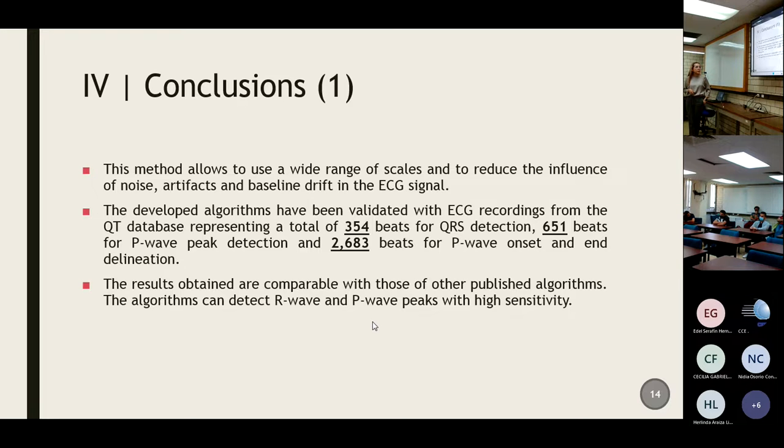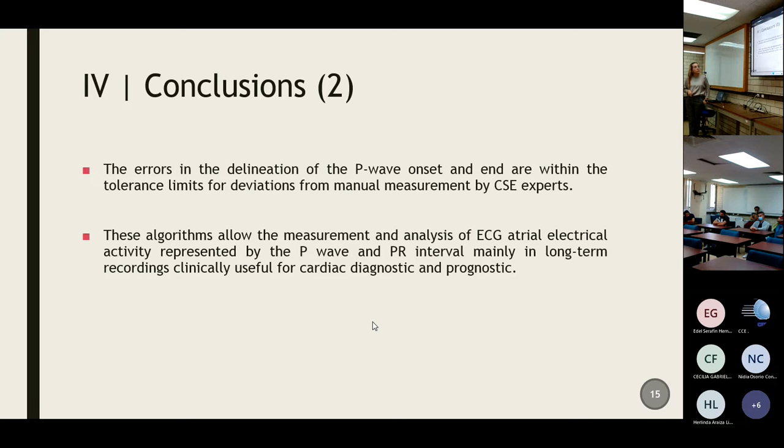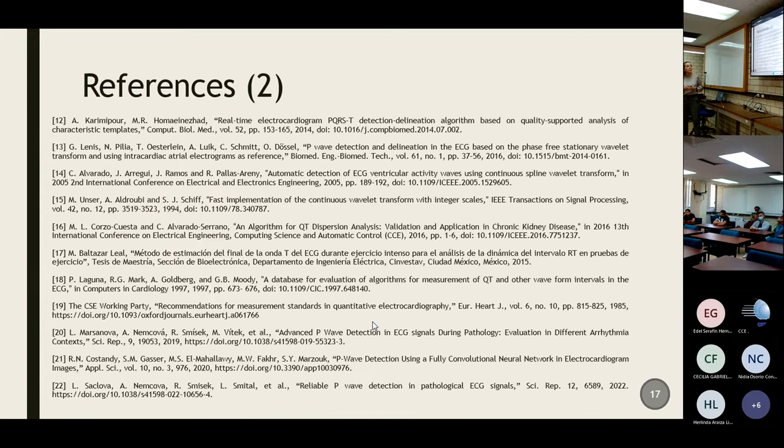The results obtained are comparable with those of other published algorithms, and the algorithm can detect R-wave and P-wave peaks with high sensitivity. The errors in the delineation of the P-wave onset and end are within the tolerance limits for deviation from manual measurements by experts. And these algorithms allow the measurement and analysis of ECG atrial electrical activity represented by the P wave and PR interval, mainly in long-term recordings, clinically useful for cardiac diagnosis and prognosis. And that's all, my references.